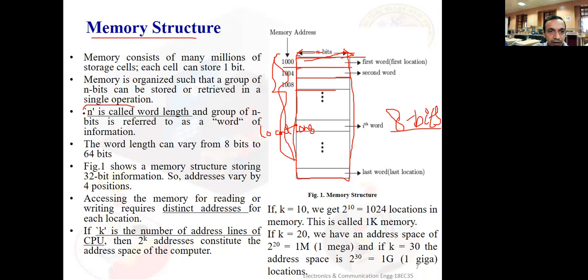This n is called the word length of the memory. How much information can be stored in one location is known as n, that is, the word length. Now data can be 8 bits, 16 bits, 32 bits, 64 bits, whatever. So we can represent the data using any format, any number of bits. It means we should be able to store all this data in the memory consecutively. A very important thing is that information is always stored in consecutive memory locations, not arbitrarily.